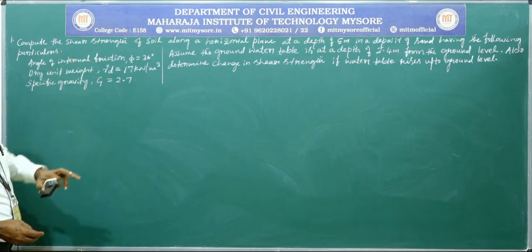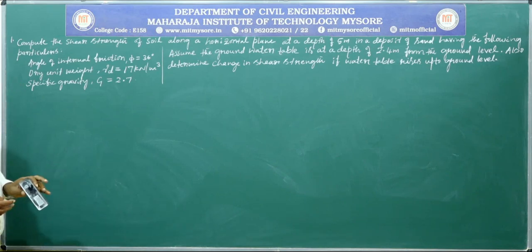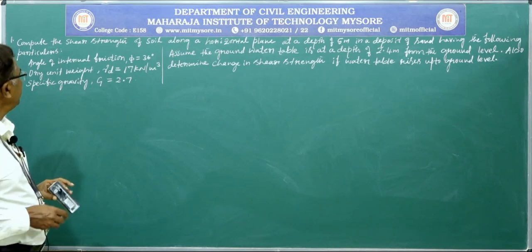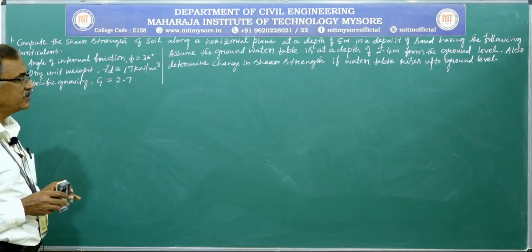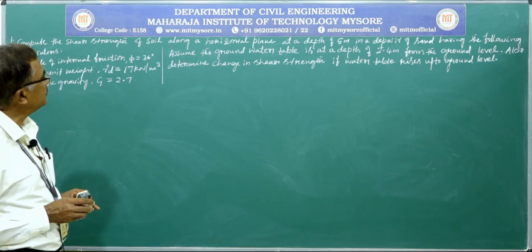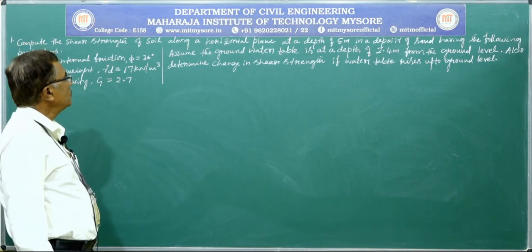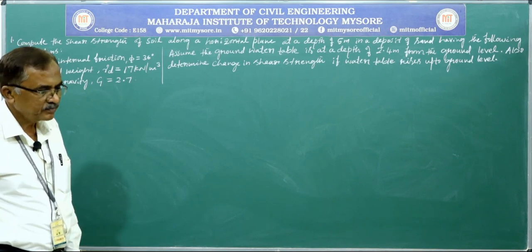It is asked to compute the shear strength of soil along a horizontal plane at a depth of 5 meter in a deposit of sand having the following particulars. Angle of internal friction phi is equal to 36 degree, dry unit weight of soil gamma d 17 kilonewton per meter cube, specific gravity of soil G is equal to 2.7. It is given that assume the groundwater table is at a depth of 2.4 meter from the ground level. Also asked to determine change in shear strength if water table rises up to ground level.